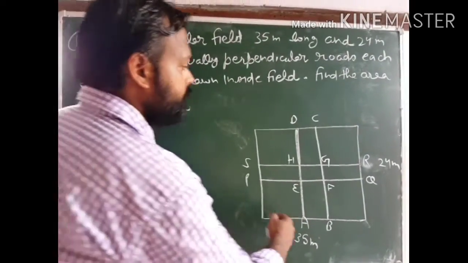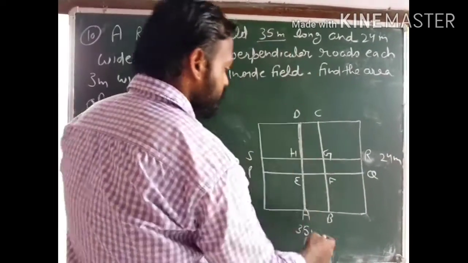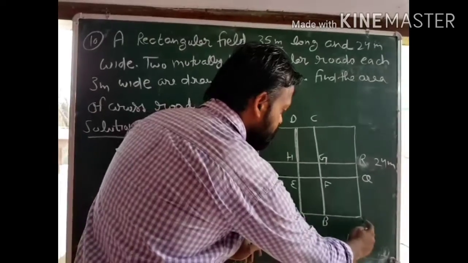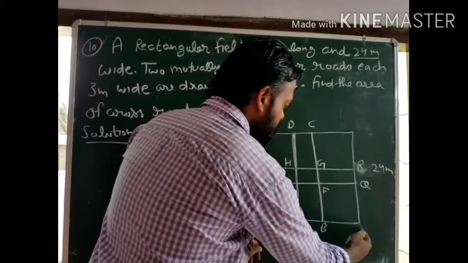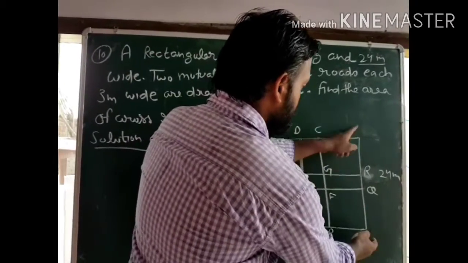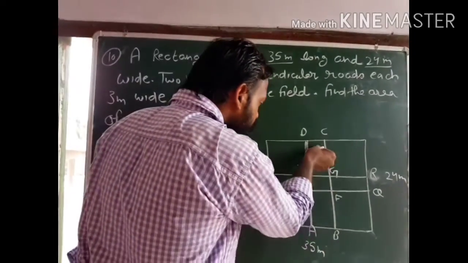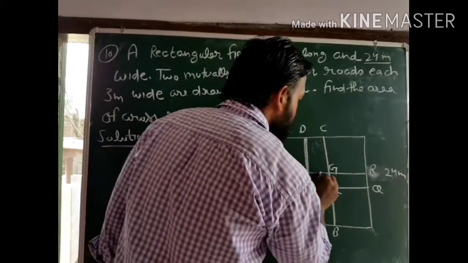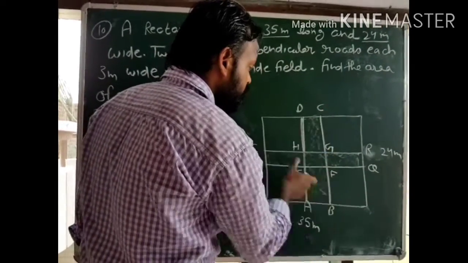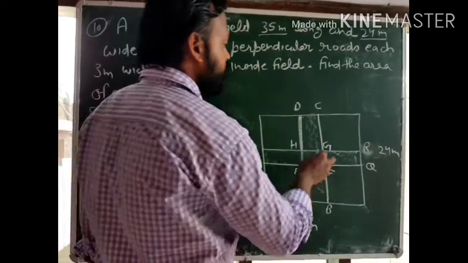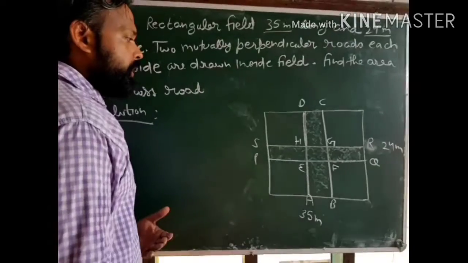Okay, now you can see first of all a rectangular field is given to us, and its length is 35 meter and its breadth is 24 meter. So this is the length of this rectangular field, and this is the breadth of this rectangular field. And now you can see two mutually perpendicular roads are constructed inside this rectangular field. Like this way two roads are constructed, this road and this road. And now we have to find out the area of this cross road. Okay, now how can we find out the area of this one?